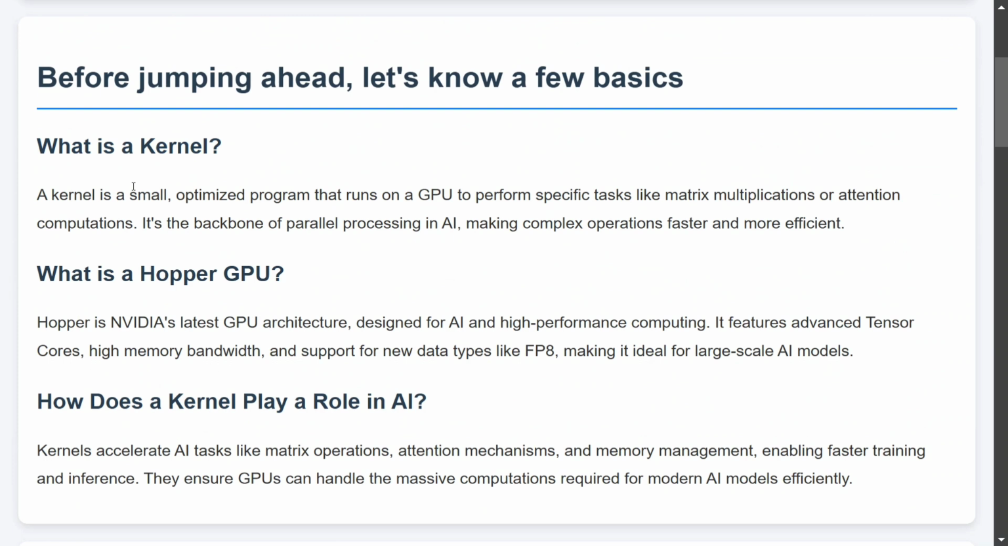Now what is Hopper GPU? Hopper GPU is NVIDIA's latest GPU architecture. So it's one of the best right now, and it features advanced tensor cores, high memory bandwidth, etc. We have already covered the different specifications of GPUs in the previous video. You can check that out.